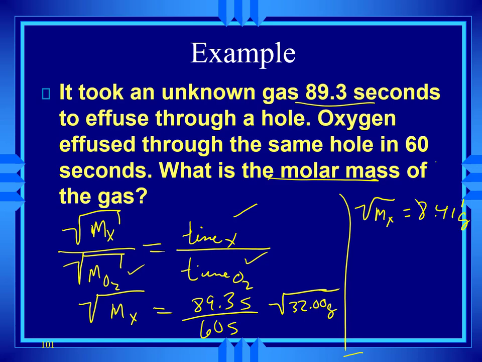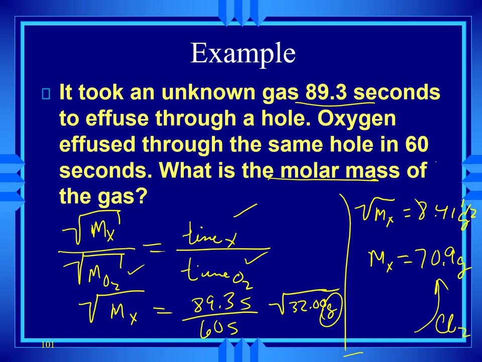Gets me 8.41. And my units are grams to the half because I took the square root of grams down here. That's grams to the 1/2 power. But I got to square this anyway. The molar mass of X is equal to, now I square that, and I get 70.9 grams. And at 70.9 grams, this might be chlorine.